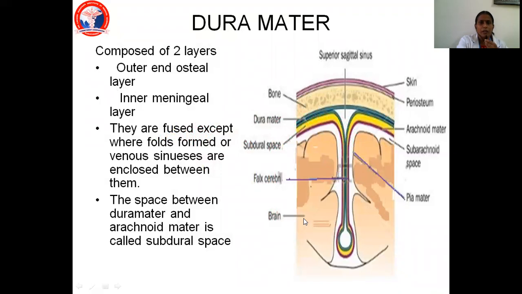First, the outer dura mater is composed of two layers, the outer endosteal layer and the inner meningeal layer. These two layers are fused everywhere except in some places where they form folds or where venous sinuses are enclosed between them. The space between the outer dura mater and the middle arachnoid mater is called the subdural space.